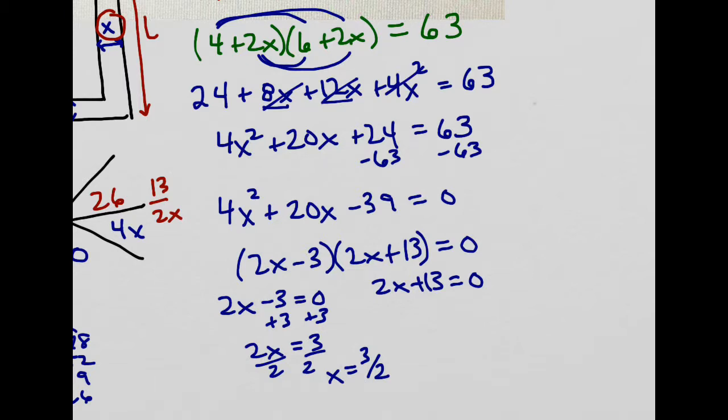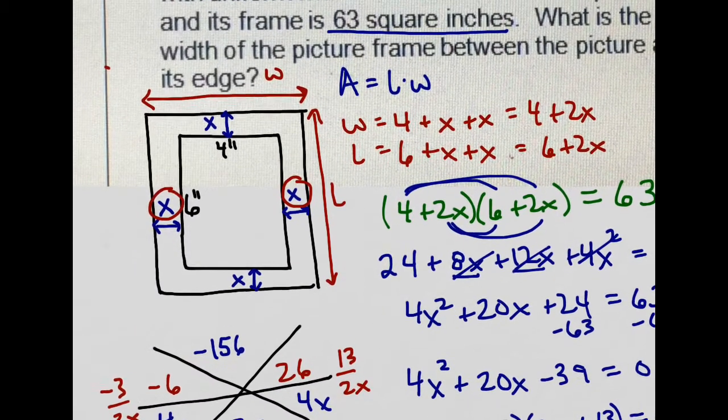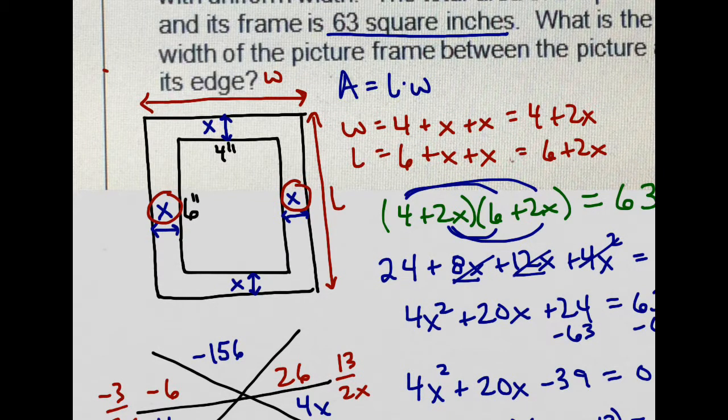And then I can also, over here, subtract 13 from both sides. 2x equals negative 13, divide by 2. x equals negative 13/2. So we know, since this is an application problem, that my width cannot be a negative number. So that solution is not going to apply, which means my only solution is that x equals 3/2. So if we go back up, that means that my width for my picture frame will be 3/2 or 1.5 inches. So let's just double check this and see how this looks in my problem.